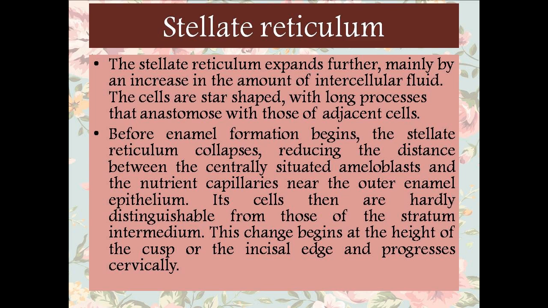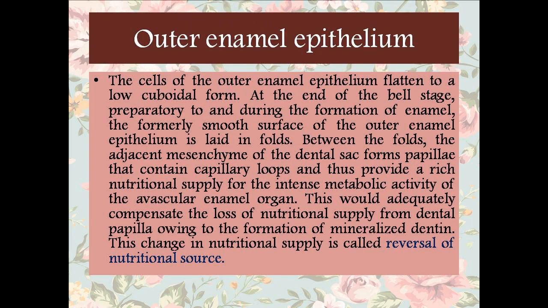Before the enamel formation begins, the stellate reticulum collapses, reducing the distance between the centrally situated ameloblast and the nutrient capillaries near the outer enamel epithelium. Its cells then are hardly distinguishable from those of the stratum intermedium. This change begins at the height of the cusp or the incisal edge and progresses cervically. The cells of the outer enamel epithelium flatten to a low cuboidal form.